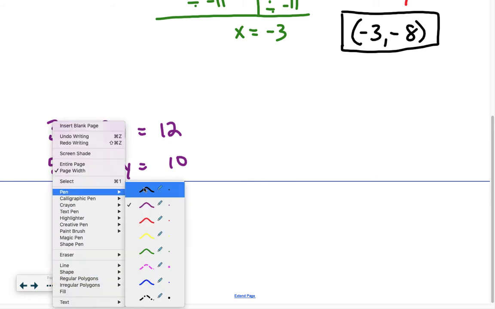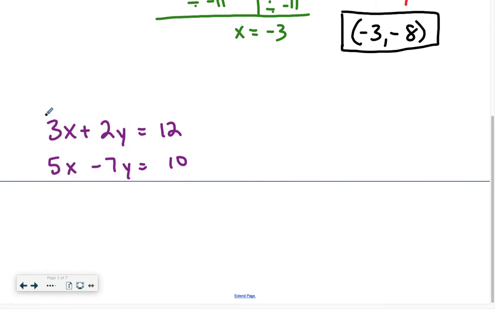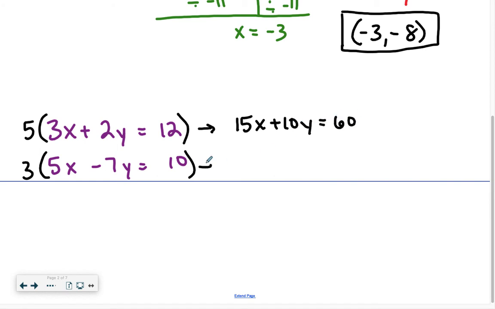When this happens, it's actually possible where you have to multiply both equations. So I can choose my x or my y. I can say, okay, 3 and 5. I can pick a multiple of 3 and 5, which in this case would be 15, right? They both go into 15. So I'd multiply the top by 5, and the bottom, to change that 5x to 15, I'd multiply by 3. So then the top equation would become 15x plus 10y equals 60. The bottom equation would become 15x minus 21y equals 30.